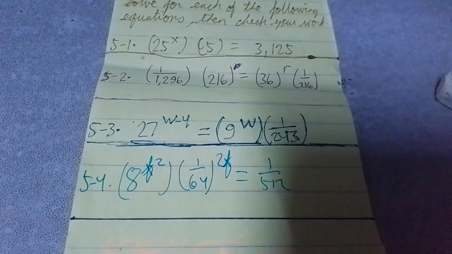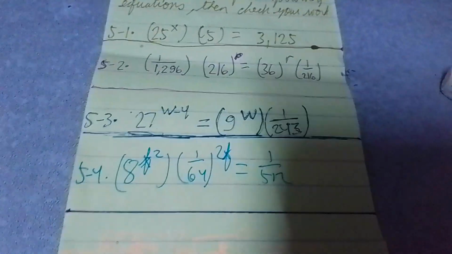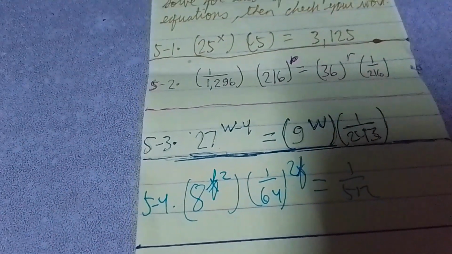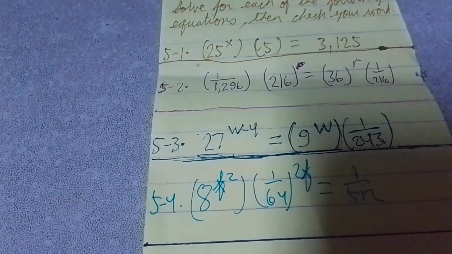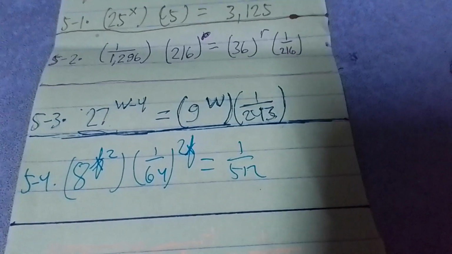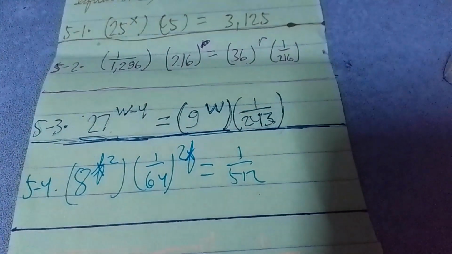It's 8. How can you say it's 8? Because for 64, 8 raised to what power gives you 64? 8 squared. And for 512, 8 cubed. Very good. Now, let's write this into our equation.